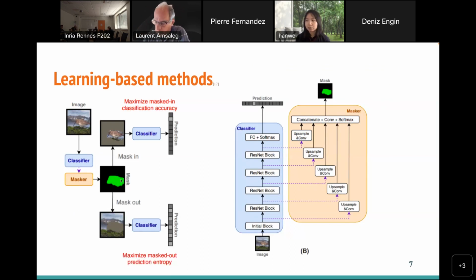And then when they have the mask, they have two losses. One is they take the mask in, take the object, and another is take the mask out, which is supposed to be only the background. Their idea is if they take the objects, they should have the same prediction as the original images. If they take the background, then the prediction should be not conclusive, so they try to maximize the prediction entropy. In this way, they learn a network which will help to generate such salience maps.